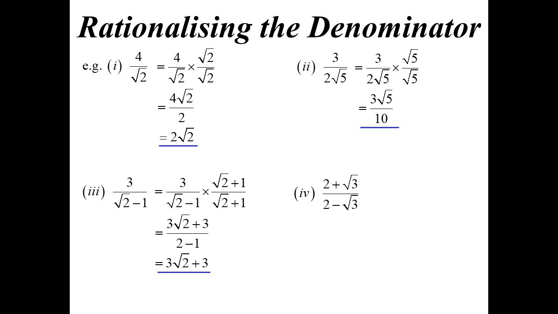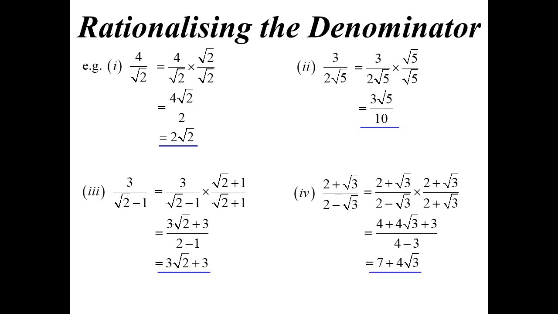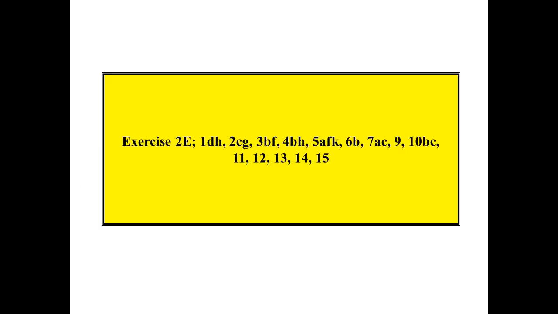It's a nice one. So on the top we get a perfect square, on the bottom we get the difference of 2 squares. I use this one just to highlight, it's so easy to make a mistake and go 2 minus 3 rather than 4 minus 3. Remember, you're squaring both of the terms there. So we've got 4 minus 3, which is 1, and we get 7 plus 4 root 3, and that will do us for today.